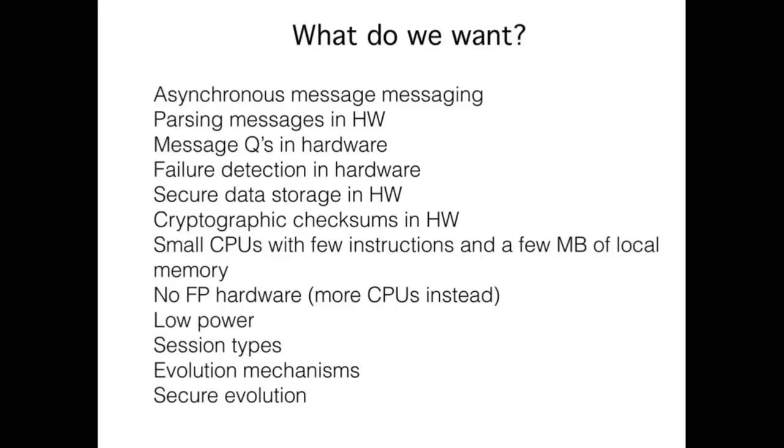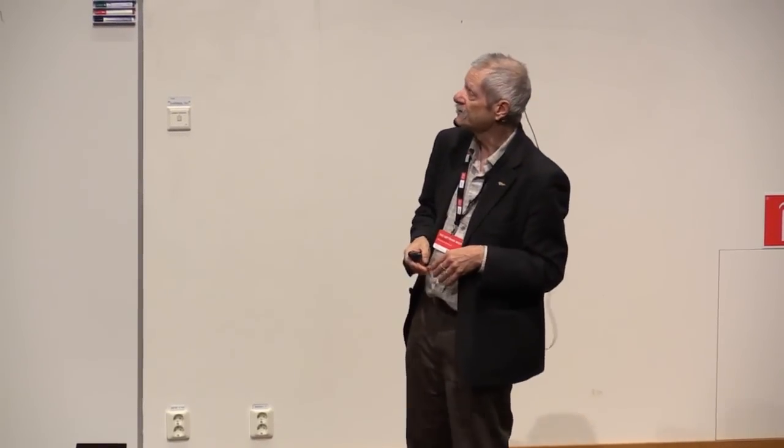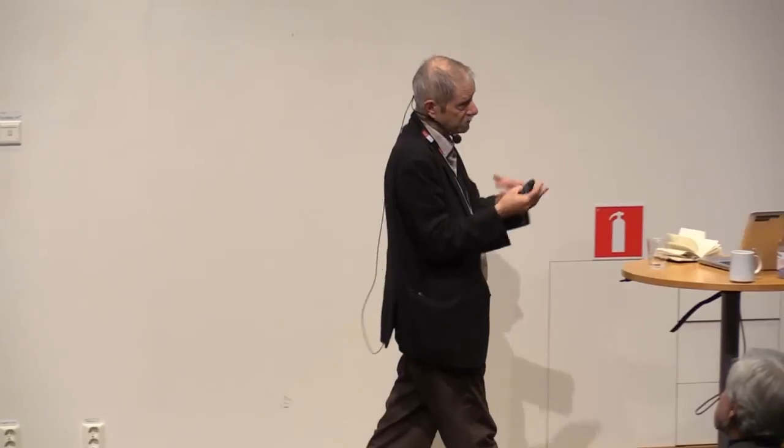Give me cryptographic checksums in hardware, and small CPUs with a few instructions. I don't need lots; 10 instructions will do. I actually need a bit of memory, quite a few megabytes. And I'm sure Peter would be happy if we just had machines with 10 instructions. It would make life a lot easier for everybody. We want low power. We want session types and things to describe the boundaries of what's going on. We need evolution mechanisms so we can run systems forever and they will just grow and we can change them in time. And together with security, as they evolve, we need to make all this secure.